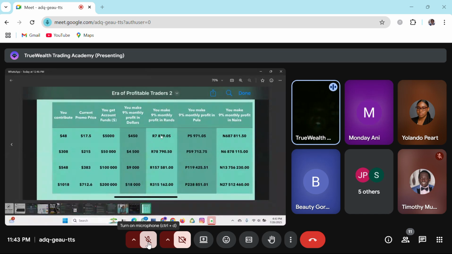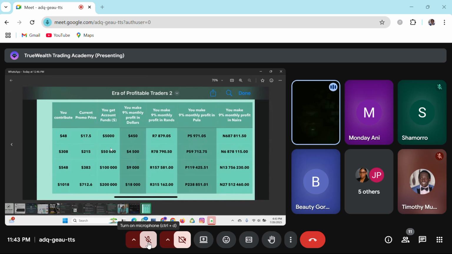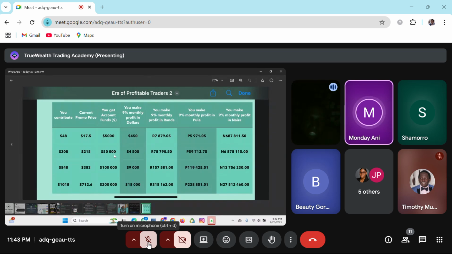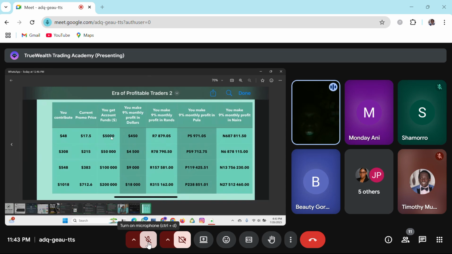Look at the potential in rands and in naira. If you are making 687,000 in naira in Nigeria, you're a big boy. Which account is this? Is this going to be on the Coinbase? It's a prop firm account. Proprietary firms, where you pass their challenge and they give you access to these simulated funds. It's simulated.